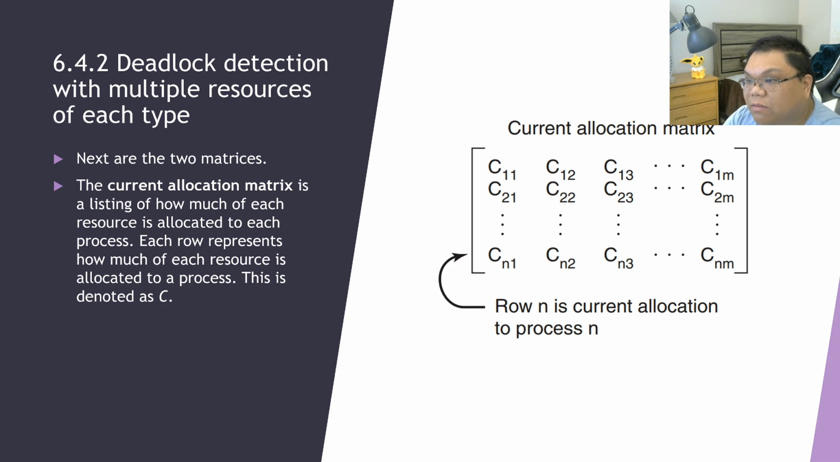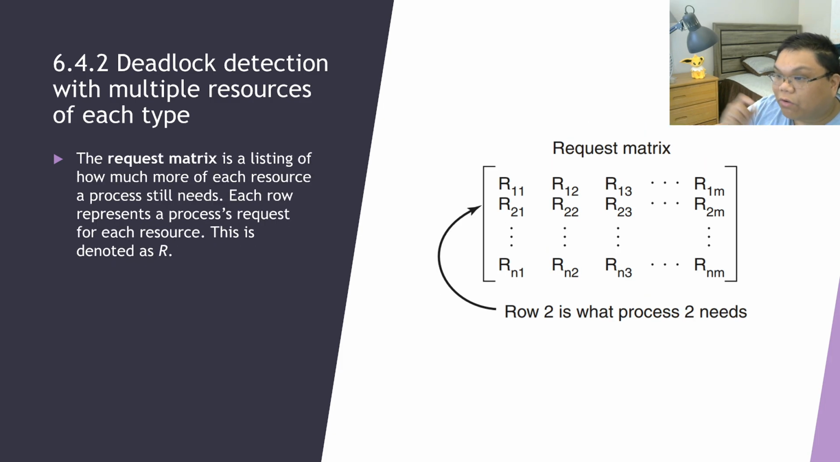The current allocation matrix is a listing of how much of each resource is allocated to each process. Each row in this allocation matrix corresponds to how much of each resource is allocated to a process. We denote this whole matrix as C. The request matrix is a listing of how much more of each resource a process still needs. Each row represents a process's request for each resource type. We denote this whole matrix using R.